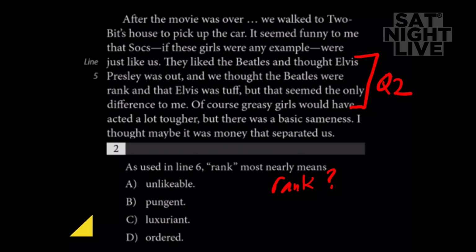The next thing I can do with my pencil is cross off the word rank. What I'm really looking to do is come up with what rank means, and I can use the context of the sentence to put that together. "They liked the Beatles and thought Elvis Presley was out." So this group that's being discussed here, the Socias, like the Beatles. They're a fan of the Beatles and they don't like Elvis Presley.